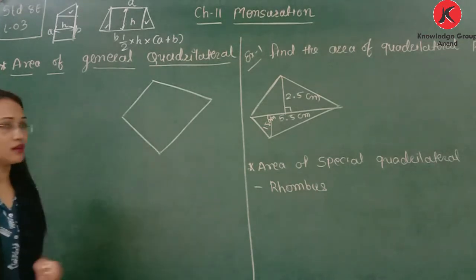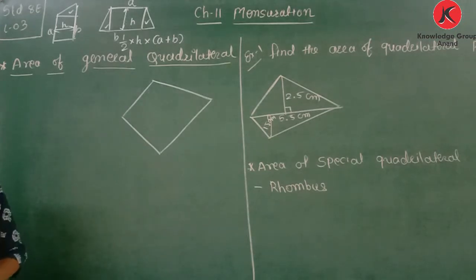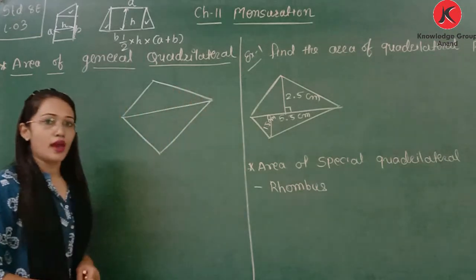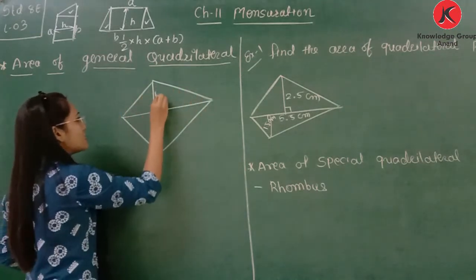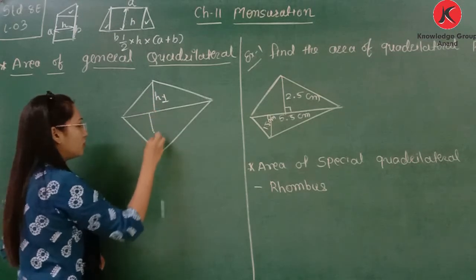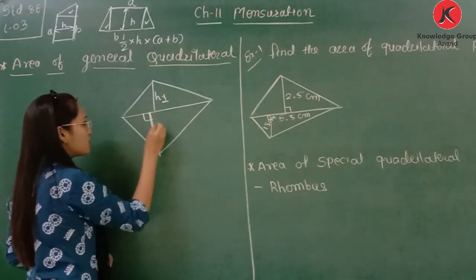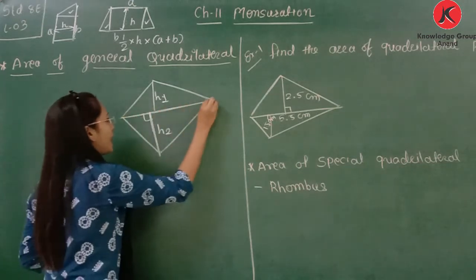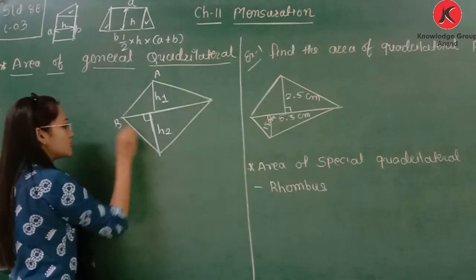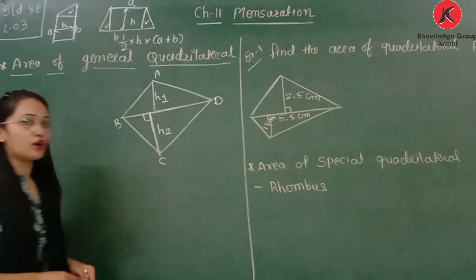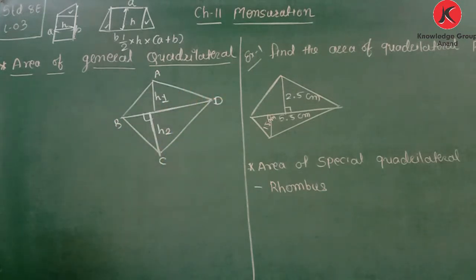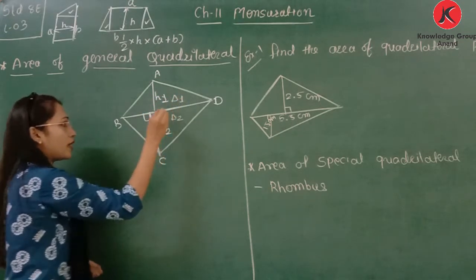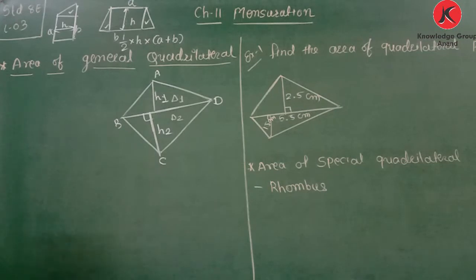We divide this quadrilateral into known figures. So if we divide this into two triangles, and let's consider this measurement as height 1 and this one as height 2, and this is a diagonal. So let's consider A, B, C, D. If we want to find the area of this quadrilateral, then we need to find the area of triangle 1 and triangle 2, and after that we will add both triangles.